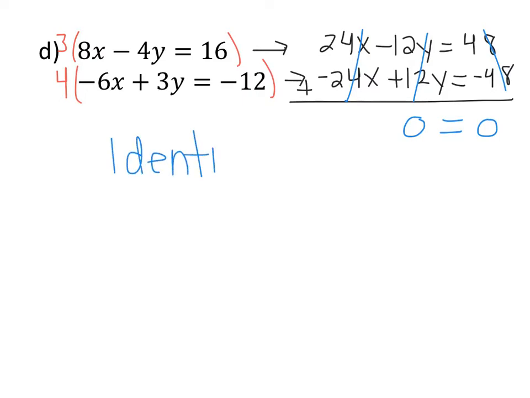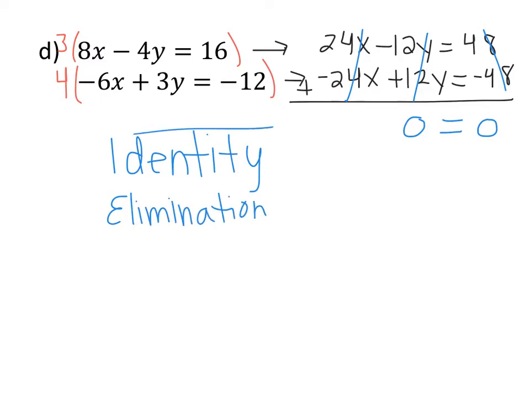Whenever you get a number that equals itself, it's an identity, and I chose to use elimination. If you chose a different method to use, you might have ended up with a different identity. Instead of 0 equals 0, you could have ended up with any number equals itself. But as long as you got a number equals itself and you got identity, we're good to go.